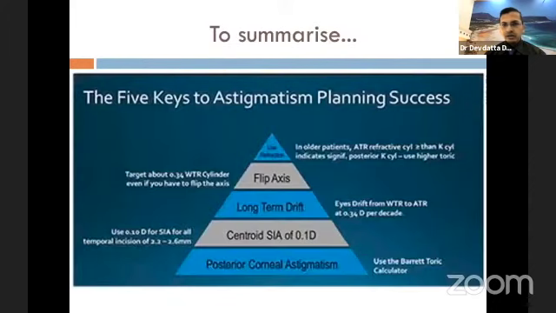So to summarize, there are 5 key factors in astigmatic planning success. Firstly, we have to always consider posterior corneal astigmatism. Take a value of centroid SIA as 0.1. Always remember that there is a long-term drift which happens toward against the rule, that is 0.34 diopter per decade. And you can even flip the axis if the basic astigmatism is against the rule.